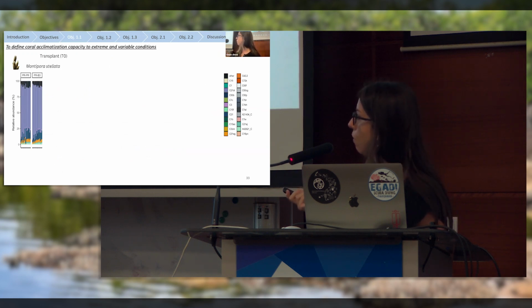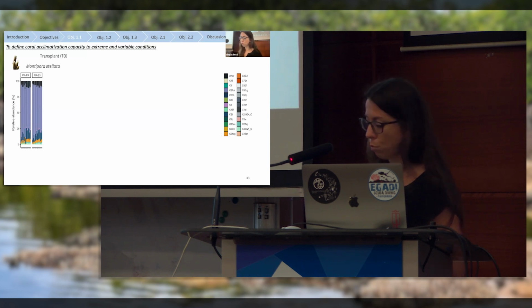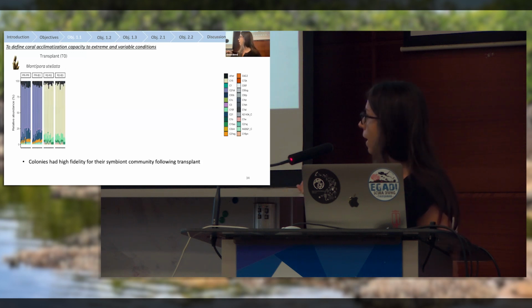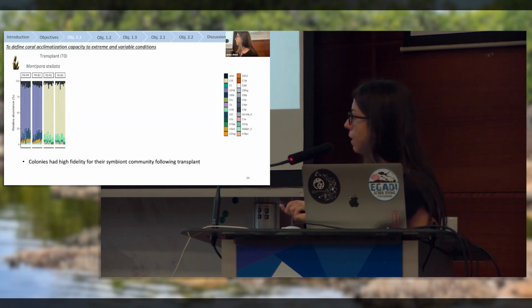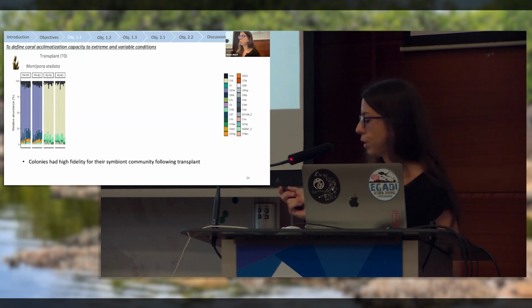Here we have the major sequences of offshore colonies in their origin site and the offshore colonies at their transplanted site. And we can see how they kept the same algal symbiont community. Here we can see the inshore colonies that did the same, but they had a completely different algal symbiont community compared to the offshore colonies. So they kept their fidelity with their algal symbiont community.